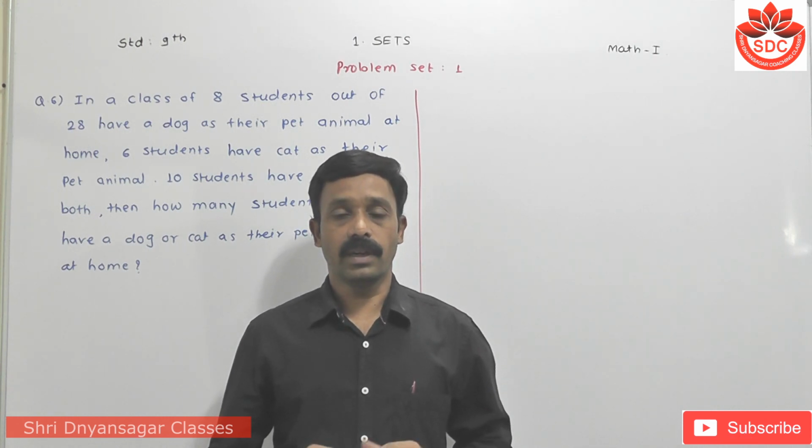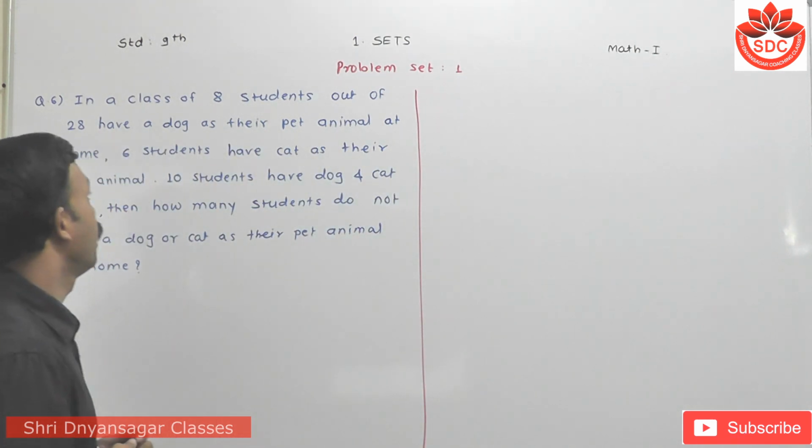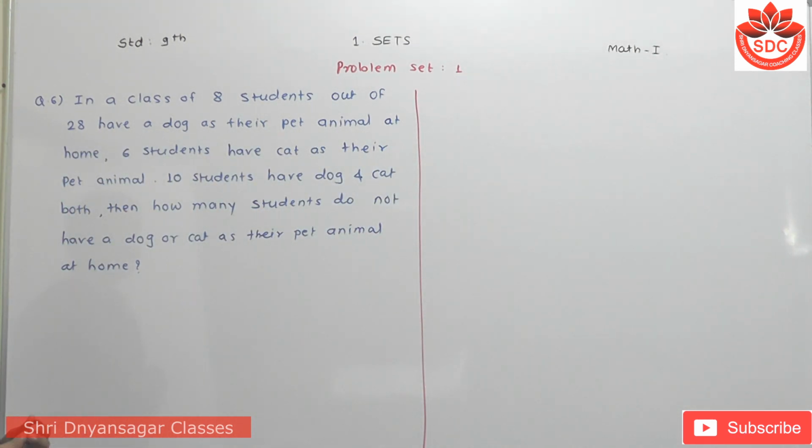Today we discuss the next few questions of the first chapter, problem set 6. The question number 6 is, in a class, 8 students out of 28 have a dog as their pet animal.